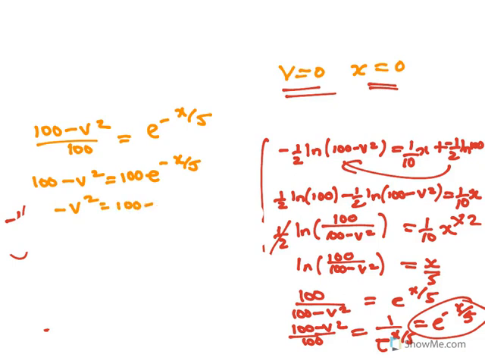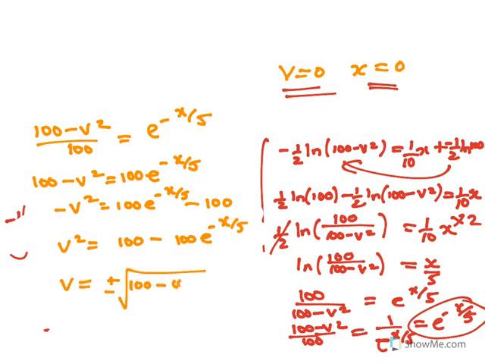Minus V squared is 100 e to the minus x on 5 minus 100. V squared equals 100 minus, I'm just changing the sign, 100 e to the minus x on 5. So V is plus or minus the square root of 100 minus 100 e to the minus x on 5. And initially it's at 0, so we don't really know which way it's going to move. I'm going to take the 100 out, and that's 1 minus e to the minus x on 5.